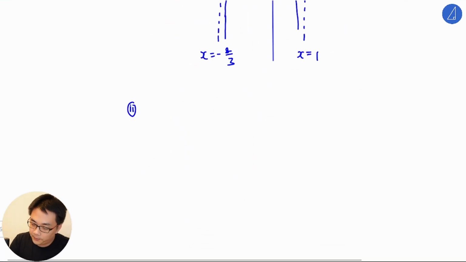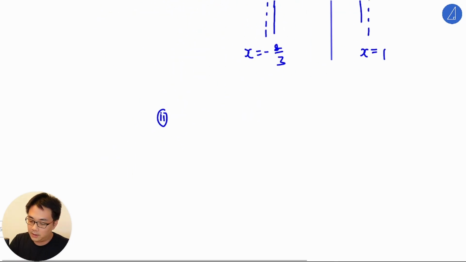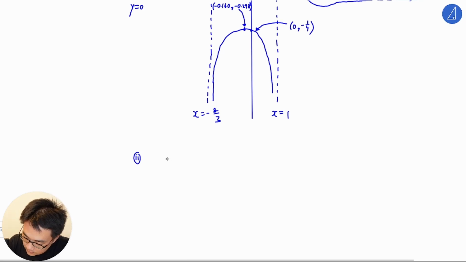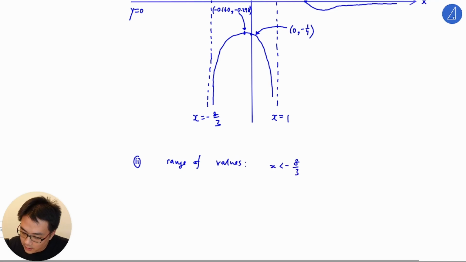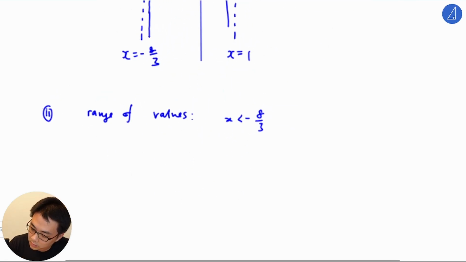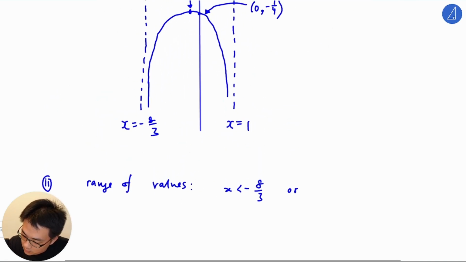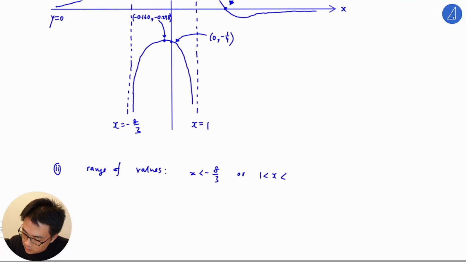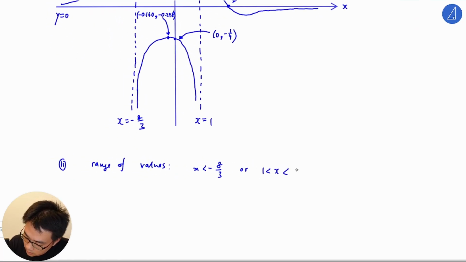Part 2 will be answer will just be range of values. And then or.